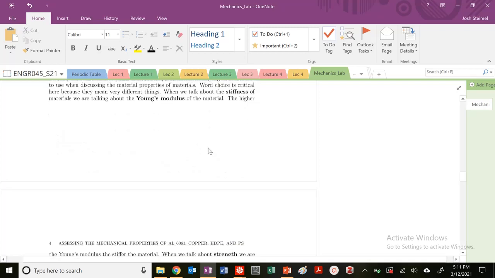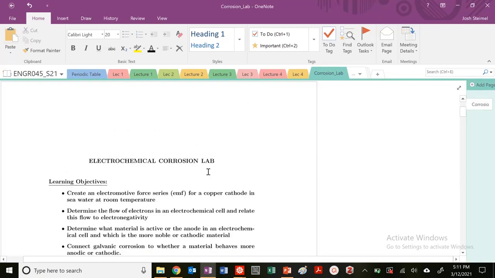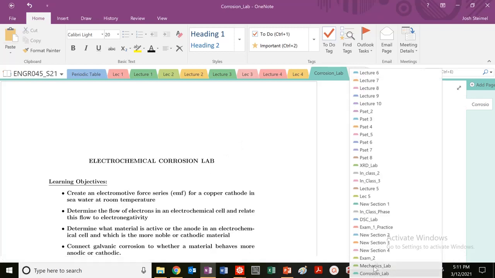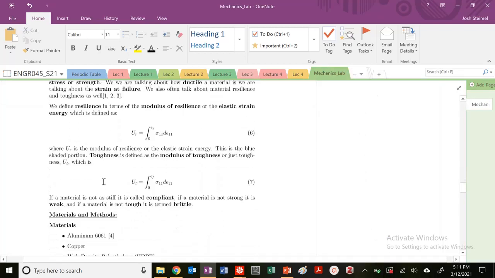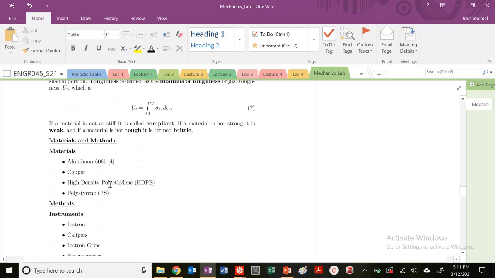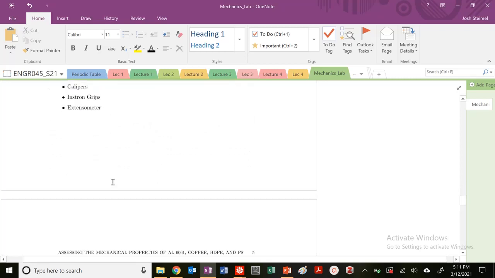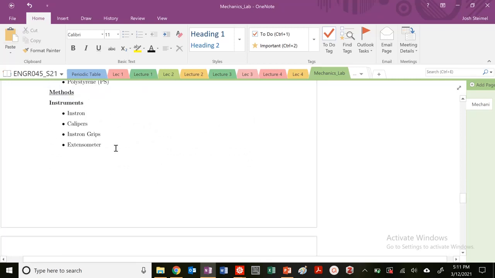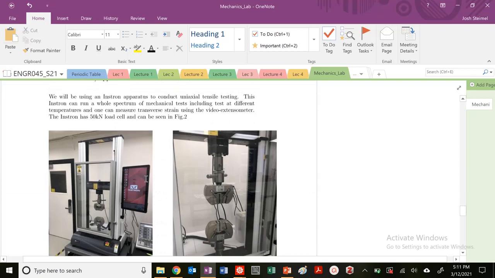And then eventually the most exciting part, not corrosion, but instead fracture. Again, we're going to measure all these different properties, but it's a very, very fun and very simple experiment. We're going to have an Instron, calipers, and an extensometer. So this is essentially what I was talking about previously.